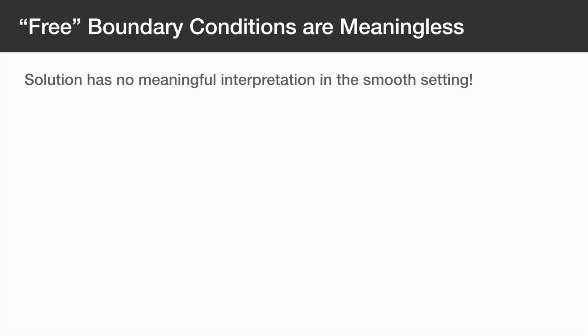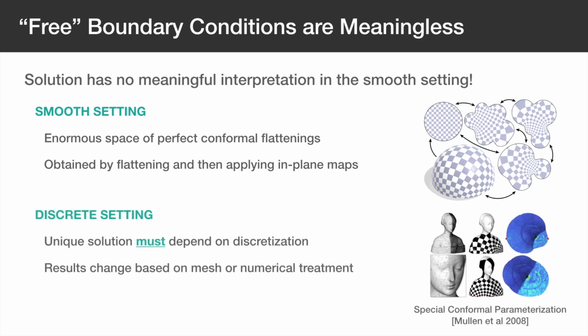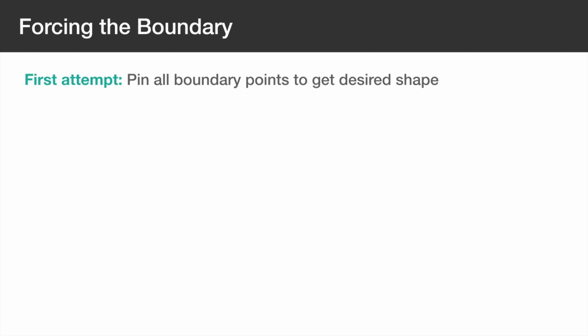So, although these methods provide a unique solution, that solution ends up having no meaningful interpretation in the smooth setting. In the absence of explicit boundary conditions, there's an enormous space of perfect conformal flattenings, obtained by flattening and then applying in-plane conformal maps. This then further suggests that the solution chosen by free boundary methods must depend on the discretization, meaning that results will change based on the particular choice of mesh or numerical treatment, as shown by previous work.